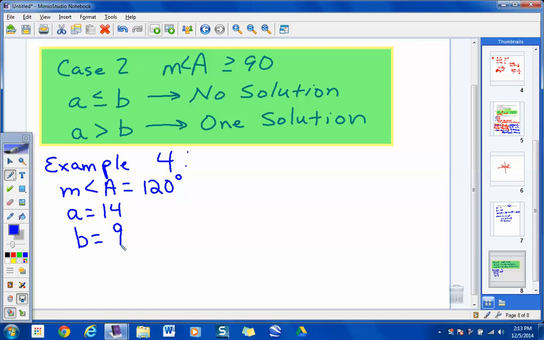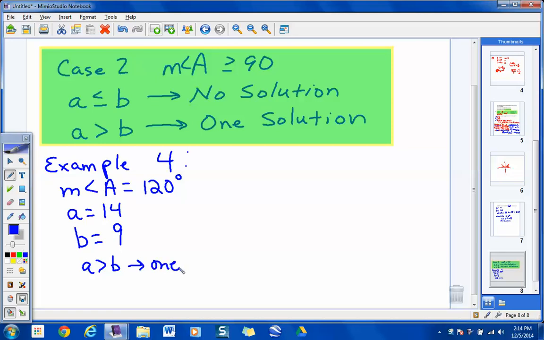Okay, so let's look at our conditions down here. Since we're under case 2, are we going to have one solution or no solutions? Why one solution? Because A is greater. My A value is greater than my B value, so this would be one solution, all right? Since A is greater than B, according to the rules right up here, we're going to have one solution. So I want you guys to go ahead and solve this triangle.